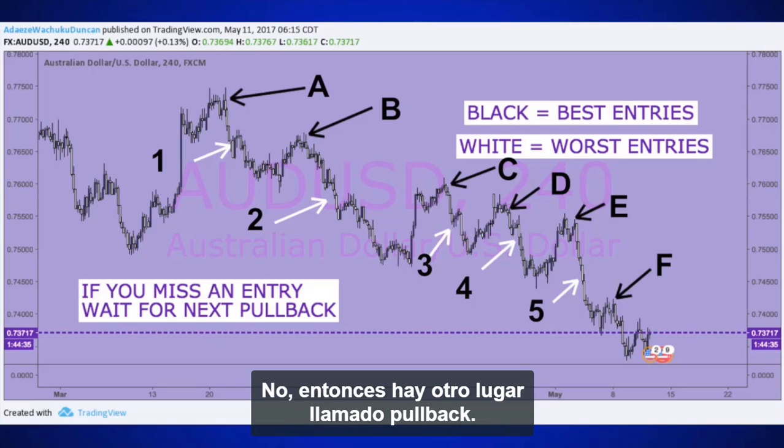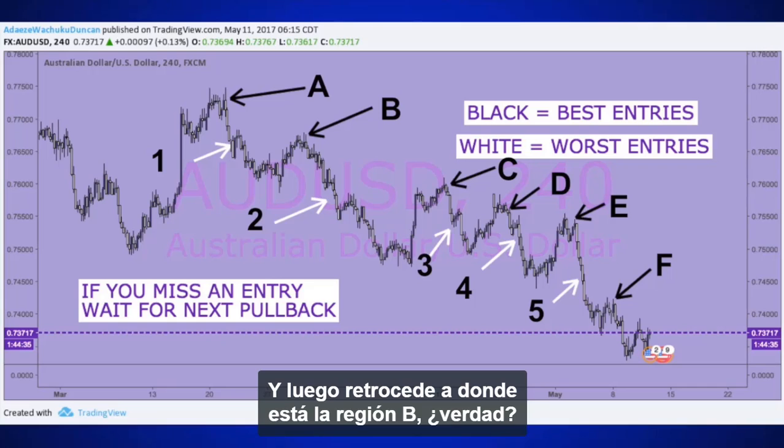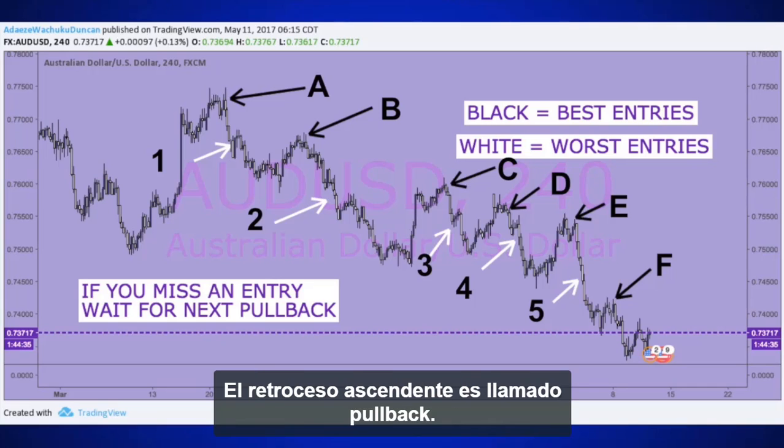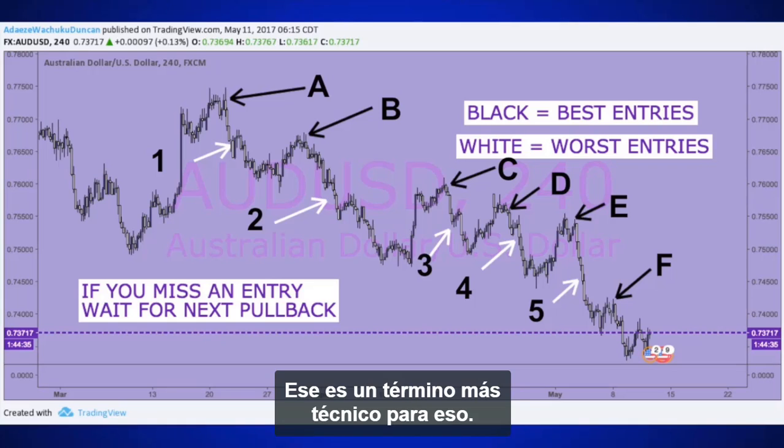No. Then there's another place called a pullback. So you see how in region A, it fell and then it pulled back up to where region B is. All right. That pullback upward is called a pullback. Also could be called a retracement. That's the more technical term for it. But that would be considered the pullback.